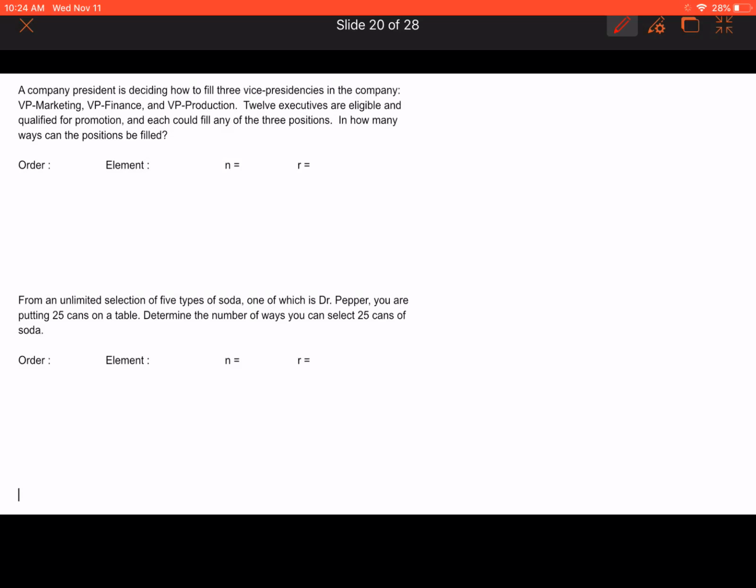So the order matters, and the element is not going to be repeated, because if a person is selected for VP marketing, then VP finance is going to be an entirely different person. Okay, so it is not going to be repeated. It's 12 choices and we are going to pick 3. So finding the permutation without repetition is going to be 12 factorial over 9 factorial, like 12, 11, 10. Right, this is the normal permutation way we used to, and these are the number of outcomes.